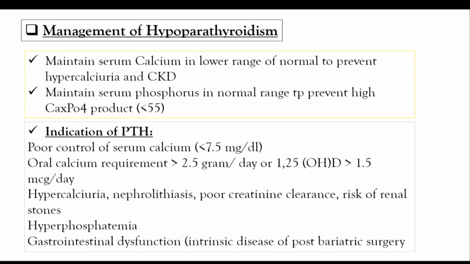But whenever there is poor control of serum calcium despite optimized medications, and the oral calcium required is going above 2.5 gram, or the calcitriol requirement is going more than 1.5 microgram per day, because if we give them this high dose, then they will develop hypercalciuria, nephrolithiasis, and CKD. Such patients are ideal candidates for PTH injection for hypoparathyroidism.